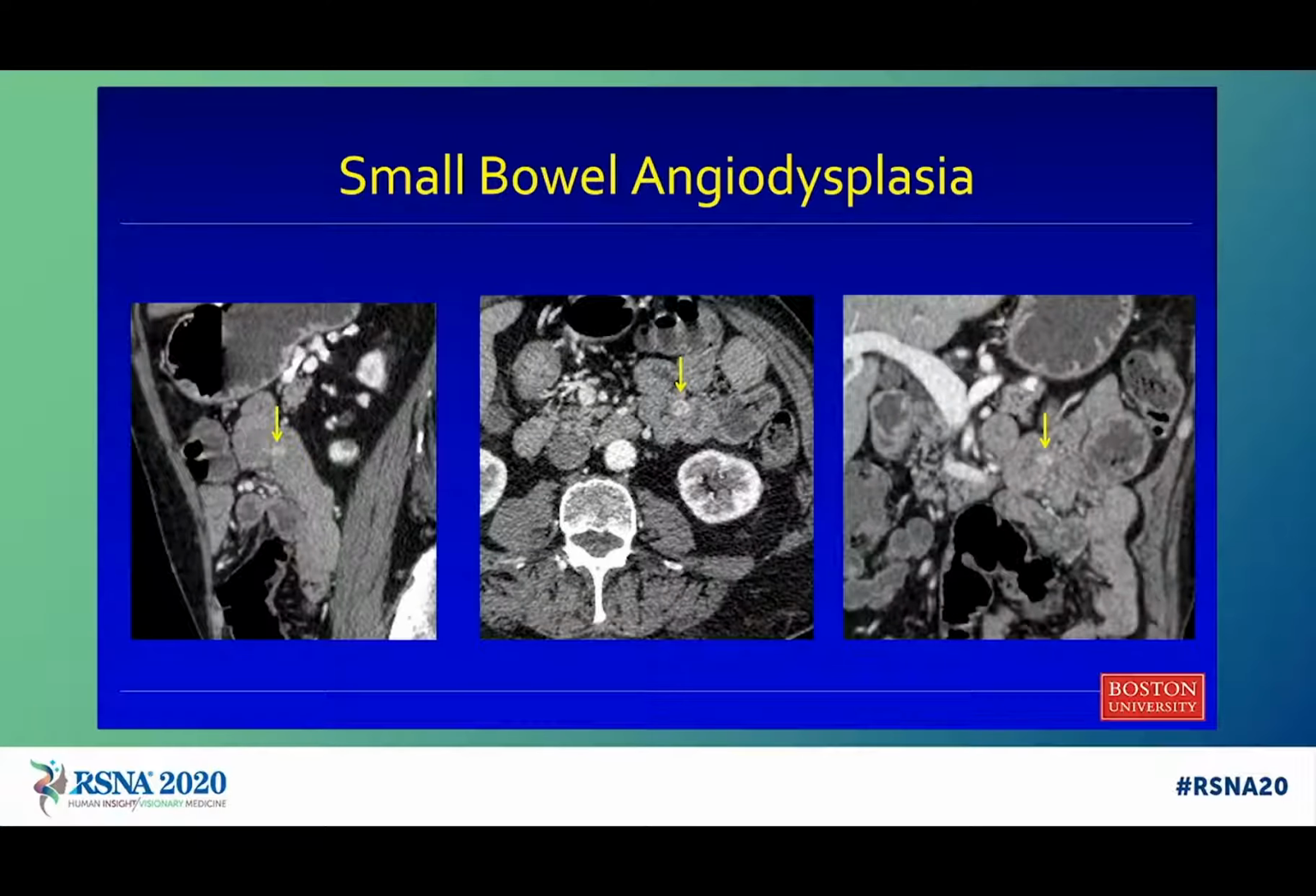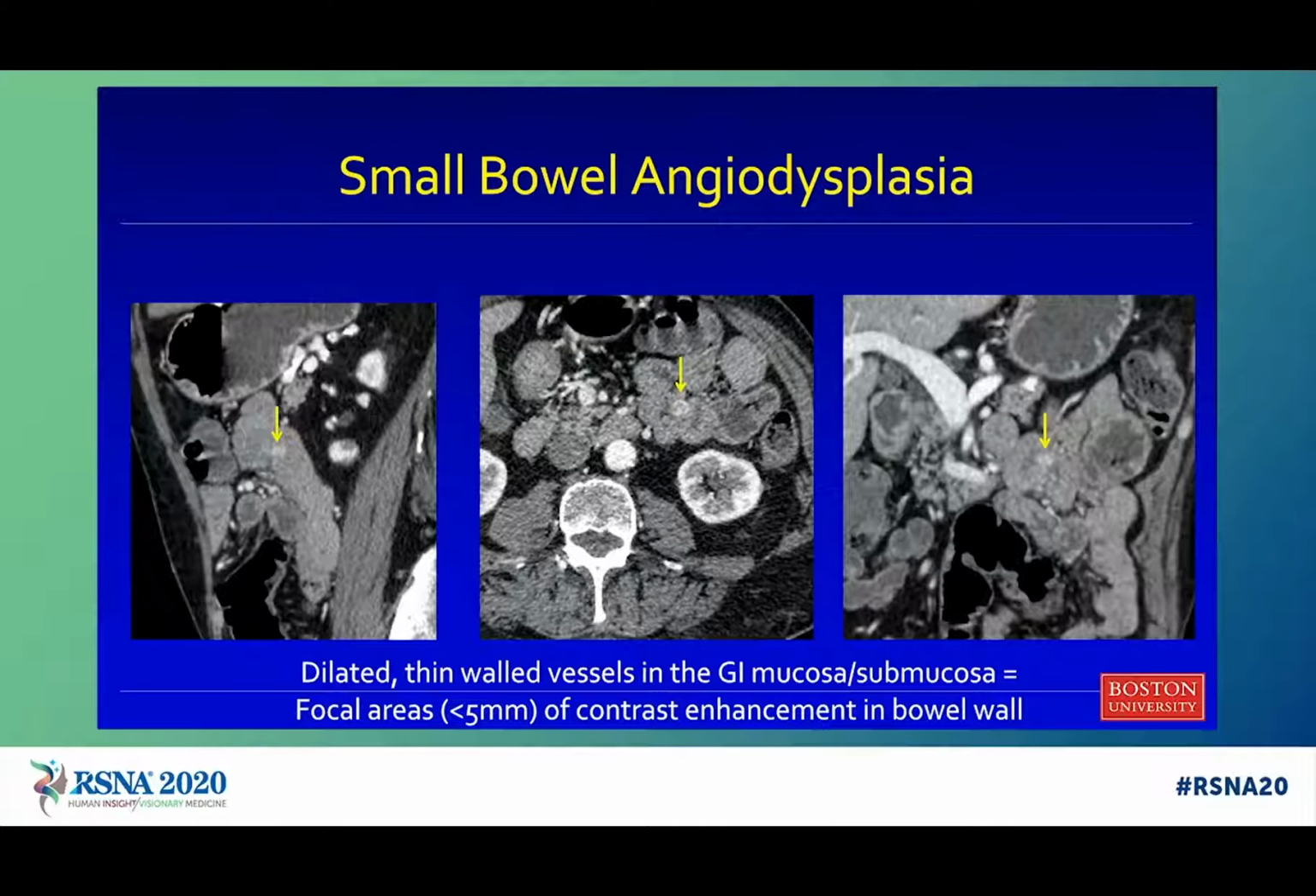So here, small bowel angiodysplasia is seen on sagittal, axial, and coronal images. There's a rounded focus of enhancement in the small bowel wall, consistent with an angiodysplasia. These are dilated thin-walled vessels within the GI mucosa and submucosa. They manifest on CT as focal areas, often small, of contrast enhancement in the bowel wall.